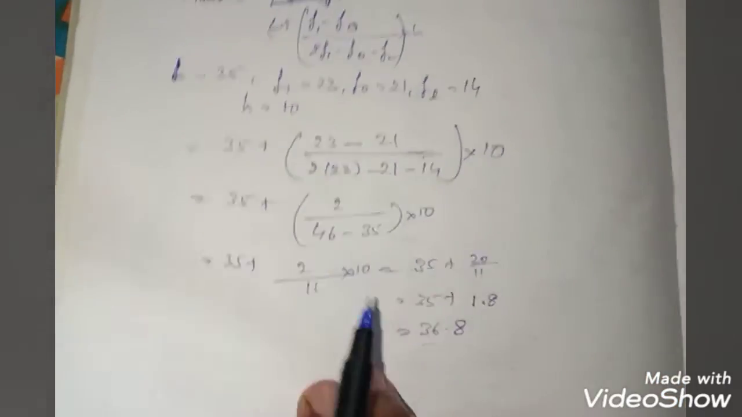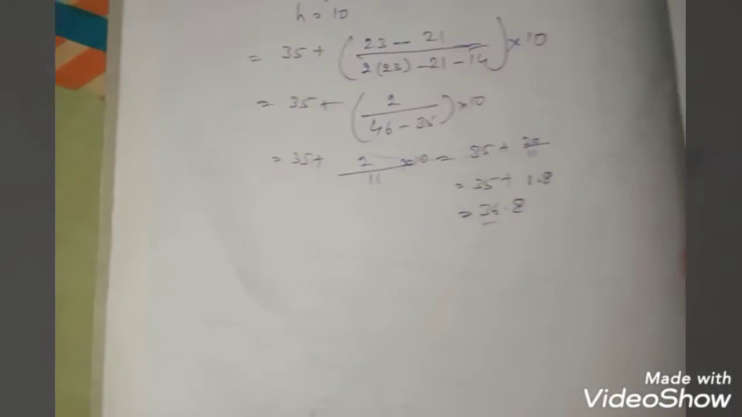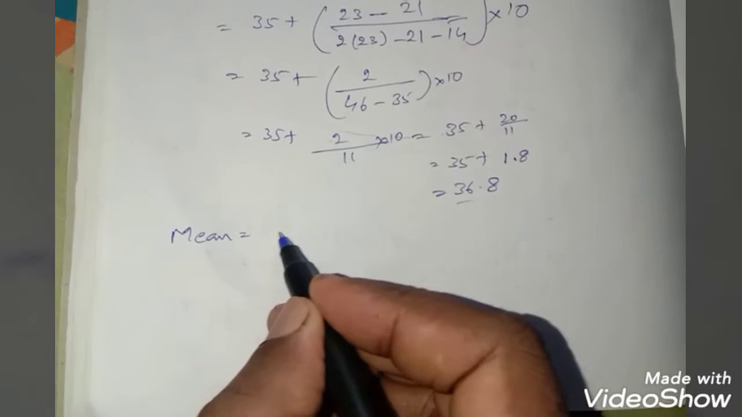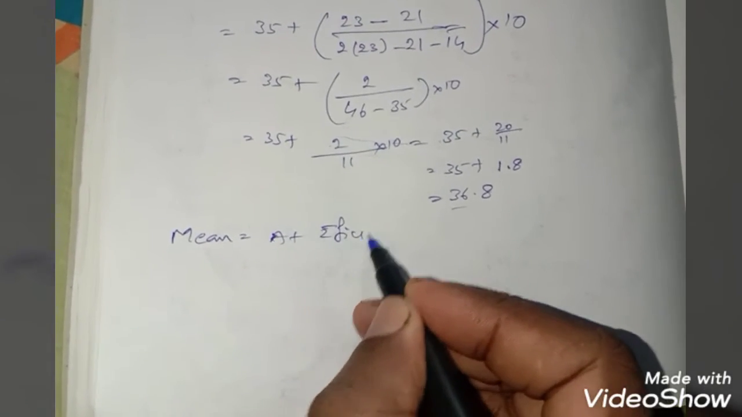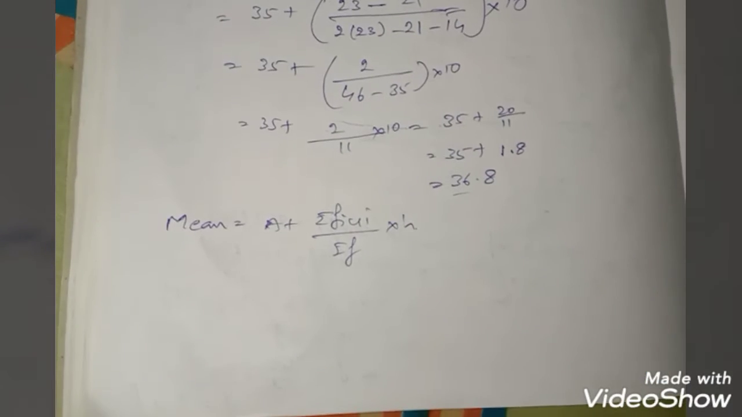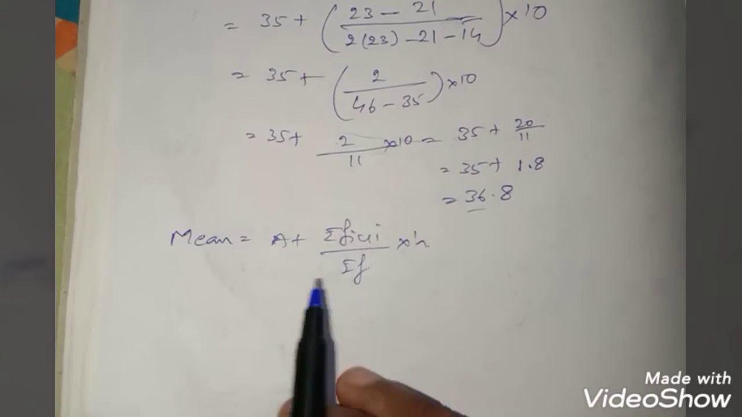Next, in this problem they also asked for the mean. To find the mean, as per the formula, the mean is nothing but A plus summation FiUi divided by summation Fi, into H. This is the formula to find the mean.